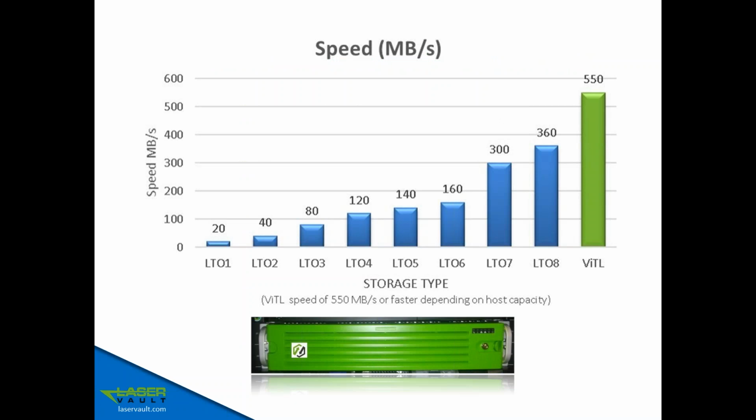So speed. We feel the need for speed, and you can tell the difference between LTO, up to LTO 8, which is rated at 360 megabytes per second, whereas with a disk-to-disk backup solution such as LaserVault Vital, your backup speed can be up to 550 megabytes per second. This is well over a terabyte per hour of save speed. So if you look at the comparison of what you're using today on any of these LTO versions, you'll see that there's a significant difference in speed between disk-to-disk backup with Vital and even LTO 8.